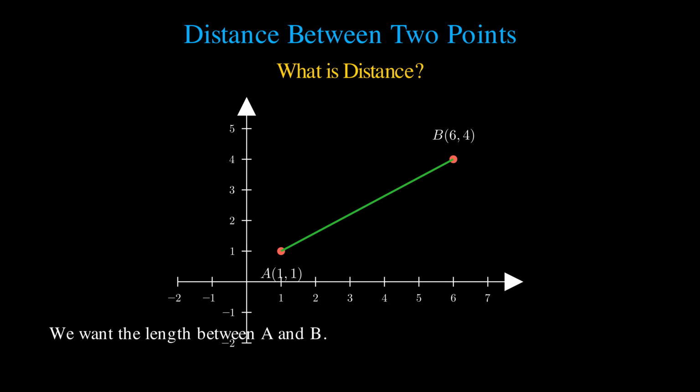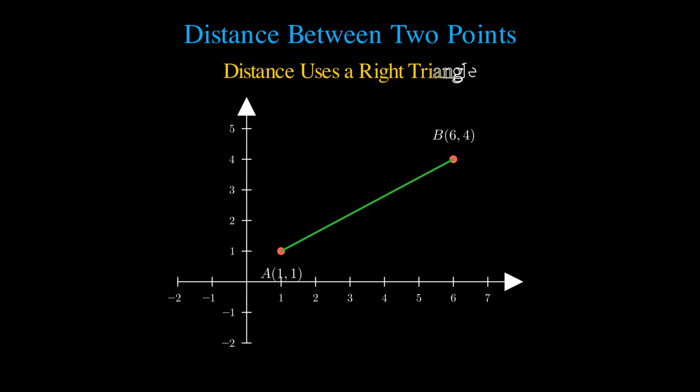Here we have point A at (1, 1), and point B at (6, 4). And we want to find how far apart these 2 points are. To understand how we measure this distance, we use something you already know: right triangles.